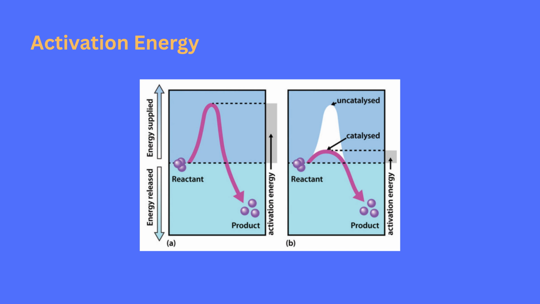When an enzyme is present, the overall energy change of the reaction remains the same as if no catalyst were present, as shown by the red lines. However, what does change is the activation energy of the reaction. By lowering this threshold, it allows the reaction to happen easier and faster.